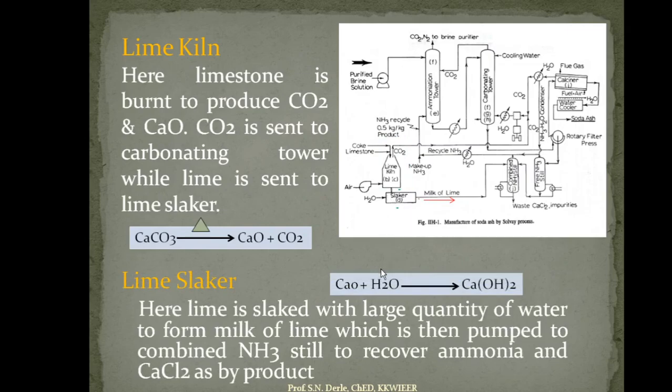This is a lime slacker. Here the lime is slacked with a large quantity of water to form milk of lime, which is then pumped to the combined ammonia still to recover the ammonia and CaCl2 byproduct. So calcium hydroxide is produced by this reaction, which takes place in the slacker, and then this calcium hydroxide produced in the slacker is sent to the ammonia still.